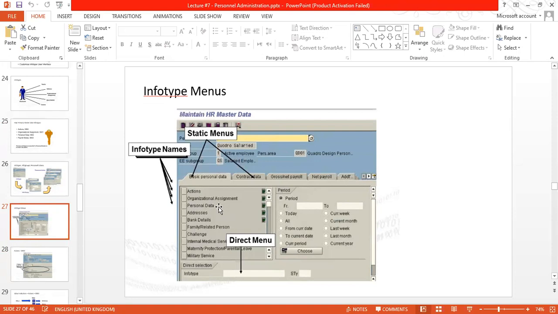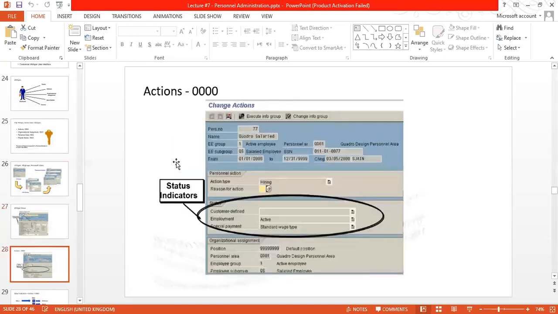For example, personal data, addresses. These are info types that actually maintain details as per the categories that we have, like organizational assignment, which department the person belongs to, personal data, like date of birth, name, ID card number or social security number, addresses, residence, permanent residence address or temporary residence or hometown, mother tongue, blood group. These are the things.